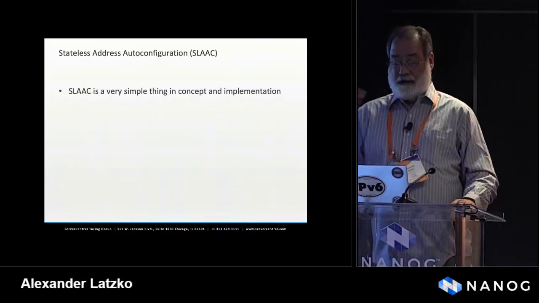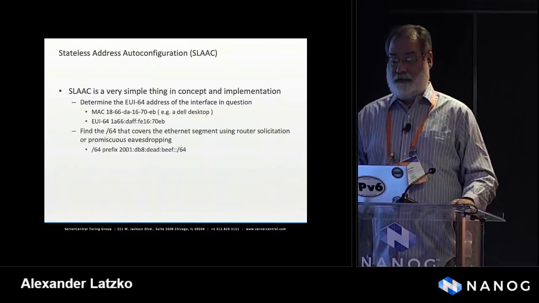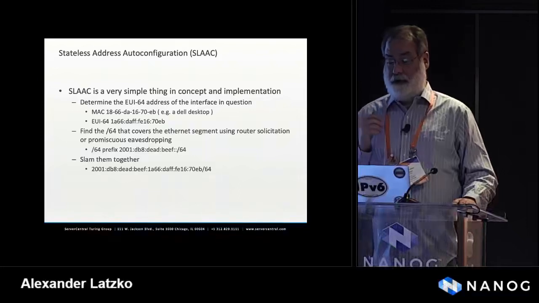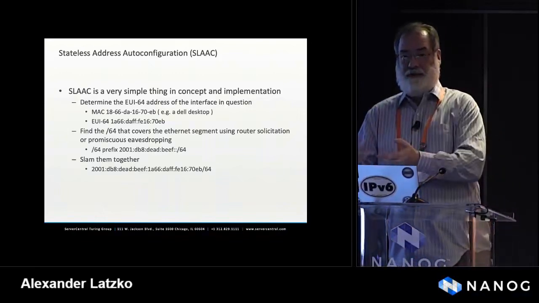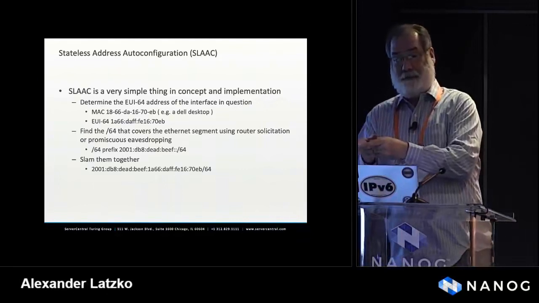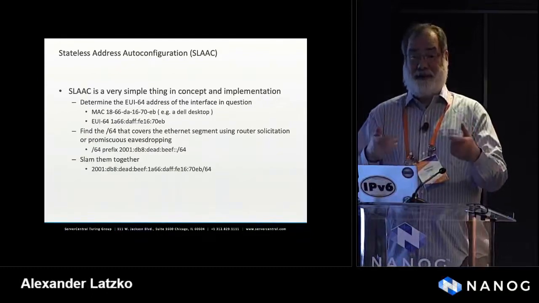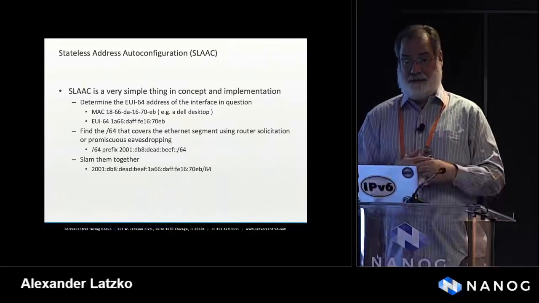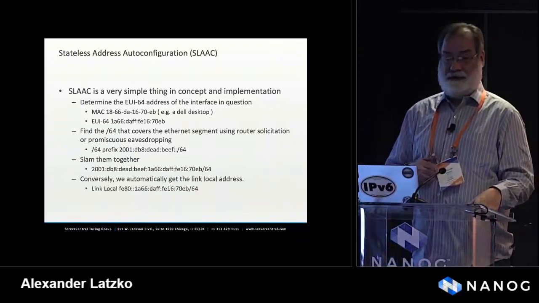So SLAAC is really simple. You determine your MAC, get your EUI64, get the covering Ethernet segment, slam them together, and you're done. Are you a vegetarian? Are you having trouble with this address? Because dead beef is indeed a legitimate IPv6 address. Because they're hex, which means you can actually have some fun embedding. If you want to, you can actually embed codes into your subnet addresses. And this also gives us our link local address. It's the same thing.